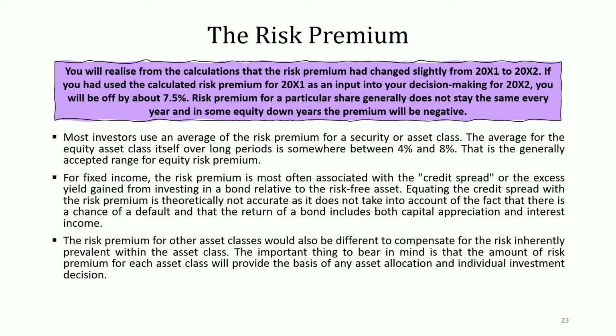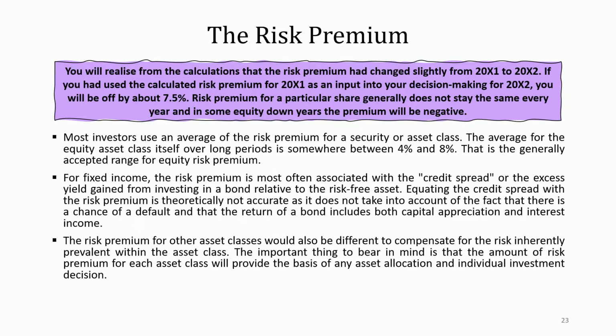Risk premium for a particular share generally does not stay the same every year, and in some equity down years the premium will be negative. Most investors use an average of the risk premium for a security or asset class. The average for the equity asset class itself over long periods is somewhere between 4% and 8%. That is the generally accepted range for equity risk premium.